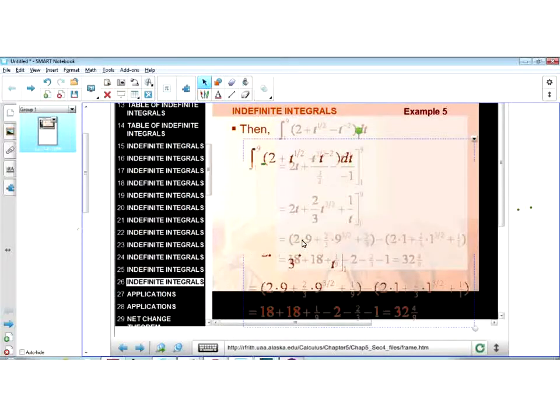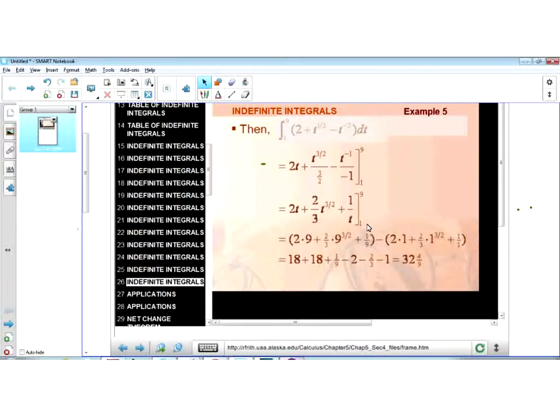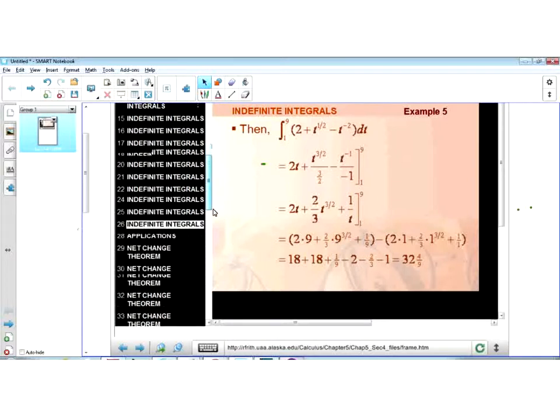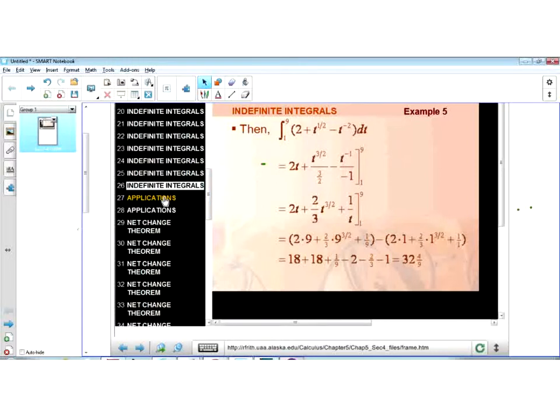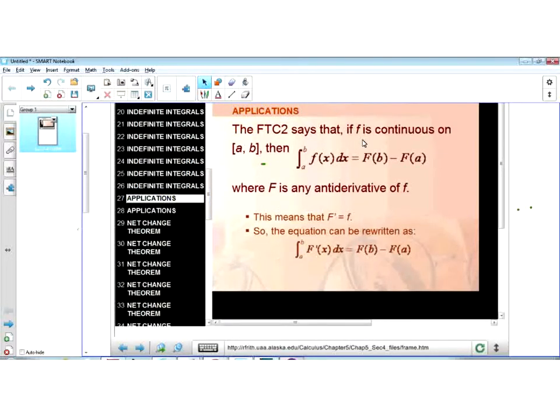This evaluation is basically called the net change theorem. Evaluate it from 1 to 9. First you plug in 9, get the quantity in parentheses, then you subtract off the result when you plug in 1, and then you get 32 4/9. That's basically considered the net change theorem. If f is continuous on a closed interval, we've seen that.